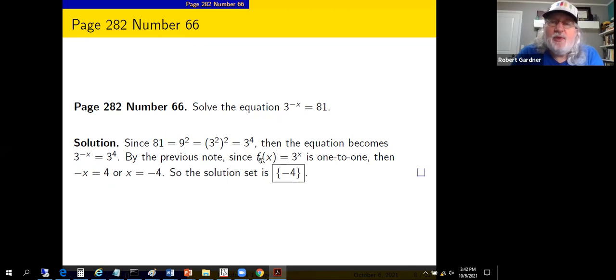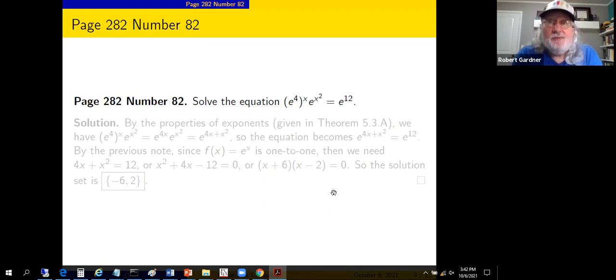We had powers of 3 everywhere. Nothing special about that. Just as long as we had the powers of the same base, we were good to go on this manipulation. In this one, we've got powers of the same base. The base is e. The base is largely irrelevant in these manipulations.